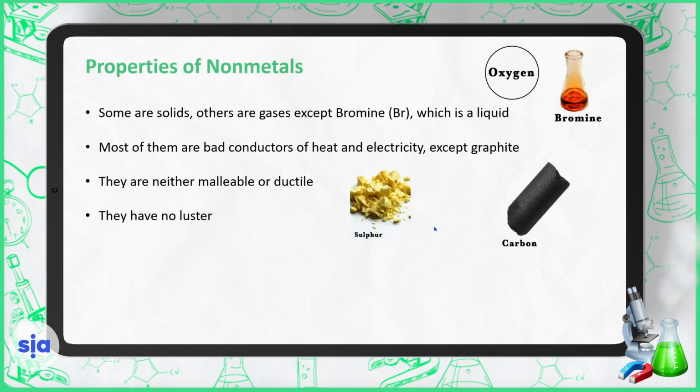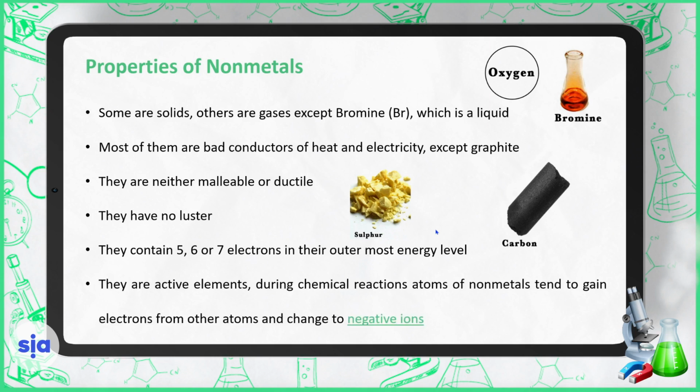Look at this sulfur. Sulfur is a non-metal. It's not shiny. They contain 5, 6, or 7 electrons in their outermost energy level, so more than 4. And they are active elements. During chemical reactions, the atoms of nonmetals gain electrons from other atoms and change to negative ions. So it is the opposite to metals. Metals lose electrons and nonmetals gain electrons.